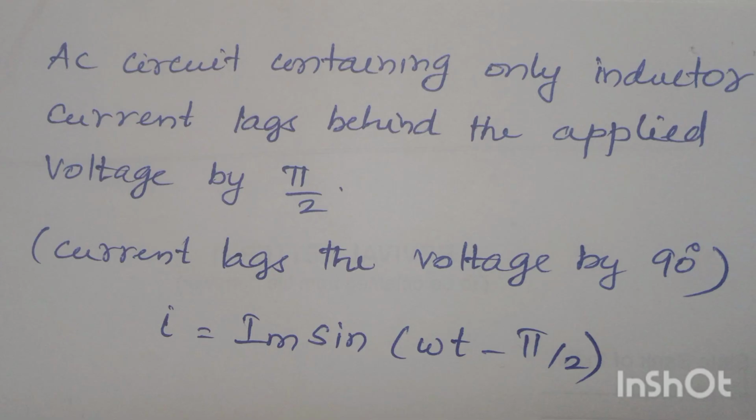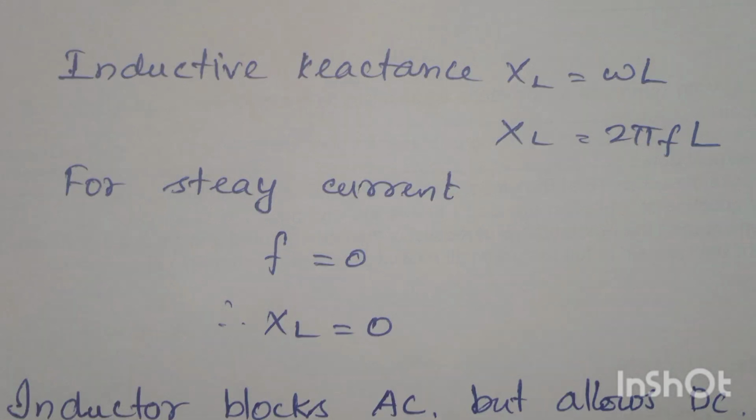AC circuit containing only inductor. Current lags behind the applied voltage by pi by 2, that is, current lags behind the voltage by 90 degree. That is, I is equal to Im sin omega t minus pi by 2. Then inductive reactance XL is equal to omega L. XL is equal to 2 pi f L. For steady current, f is equal to 0. Therefore XL is equal to 0.